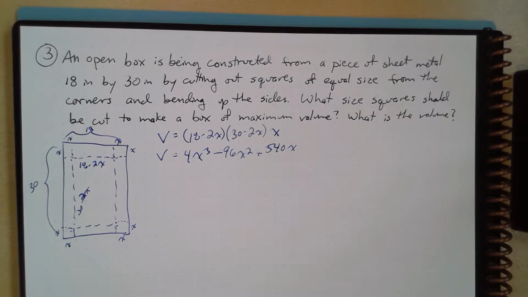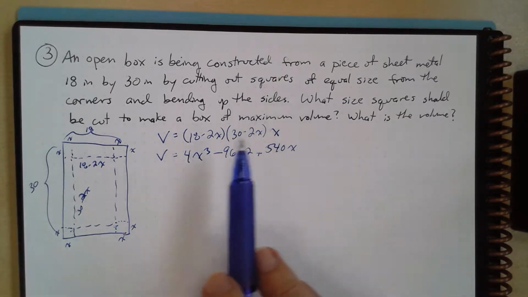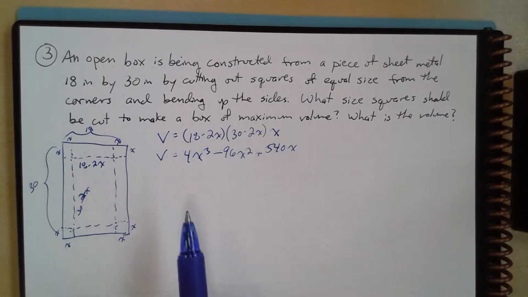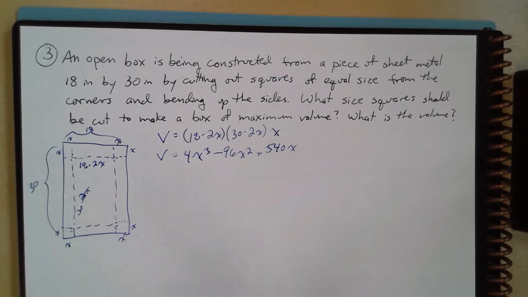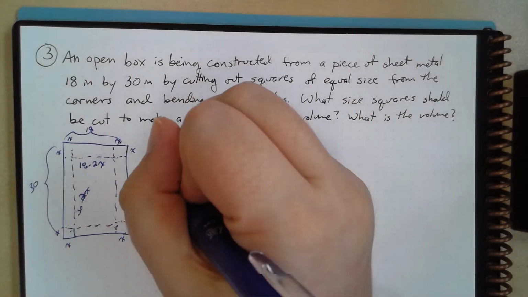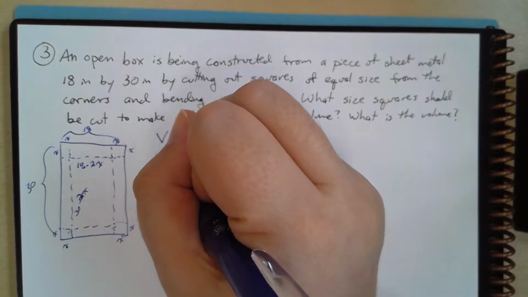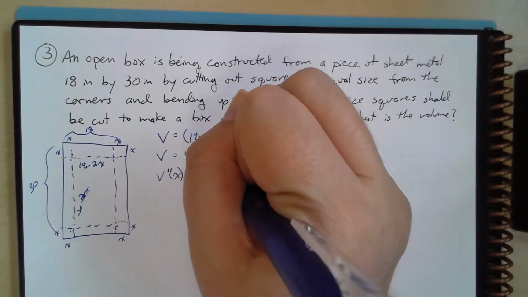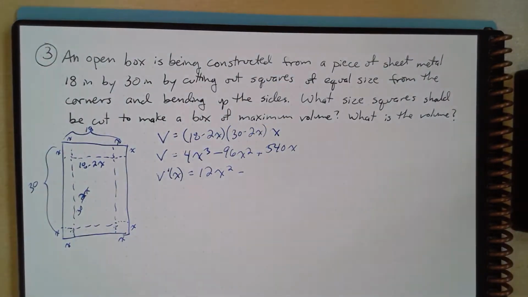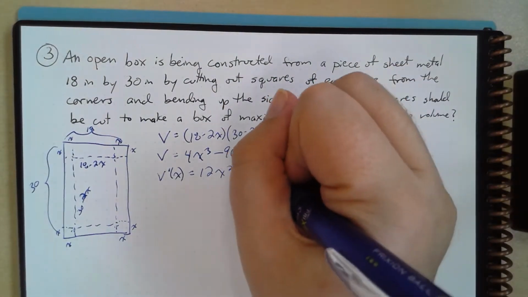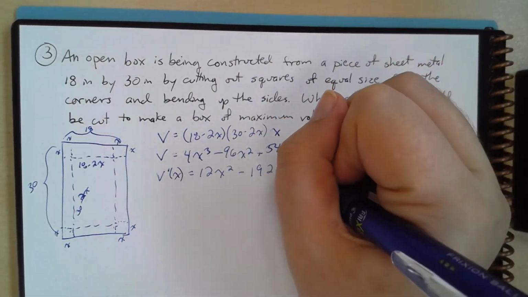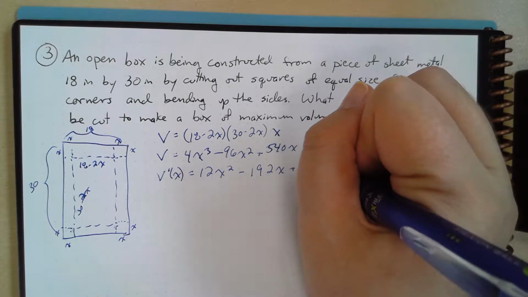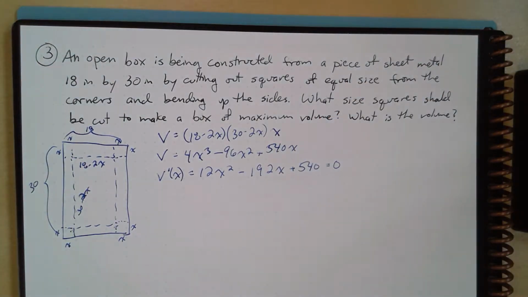All right, now we're going to optimize this. So what size squares should be cut? That's what we're trying to find, what our volume is and exactly what size squares we're cutting out. So we're going to find our derivative. So v prime of x is equal to 12x squared minus 192x plus 540. We're going to set that equal to 0.